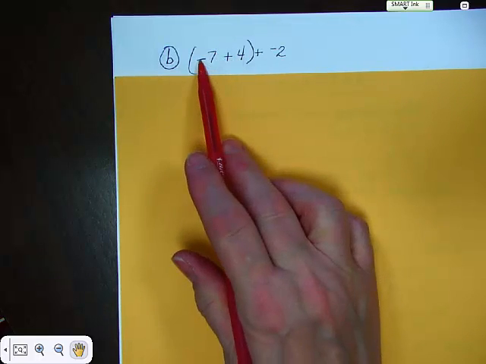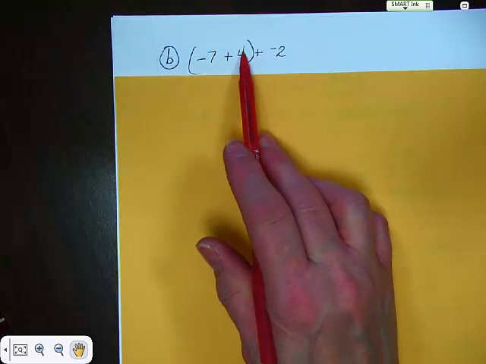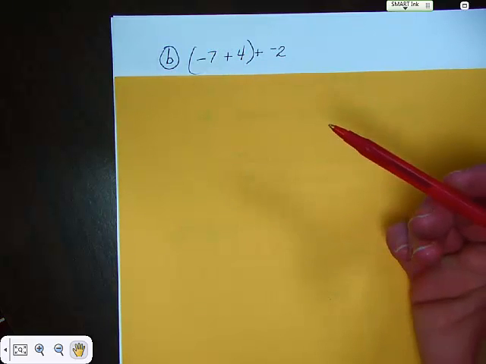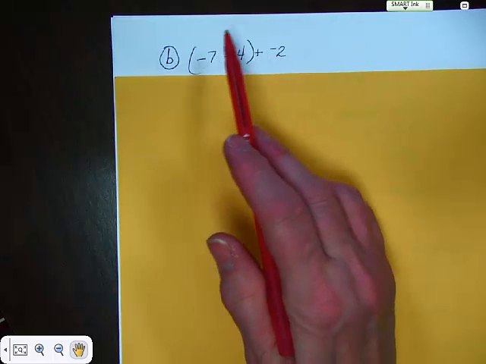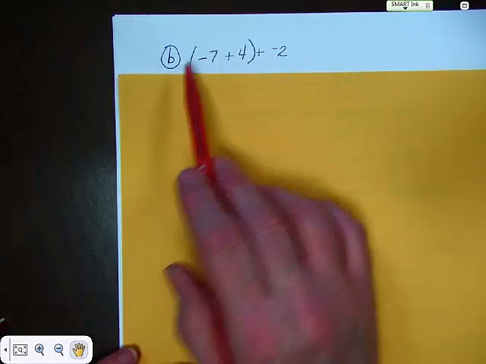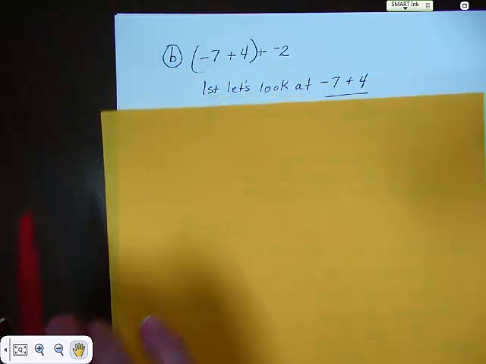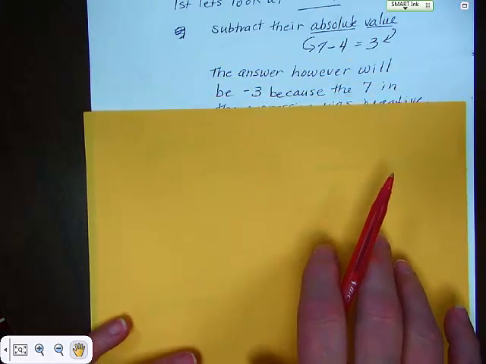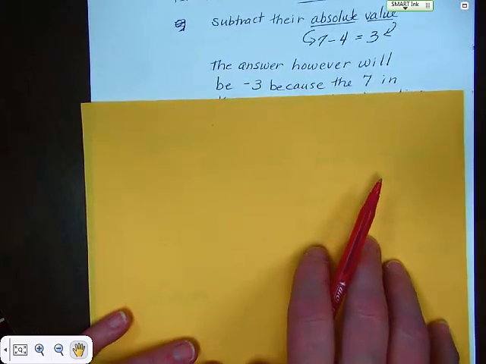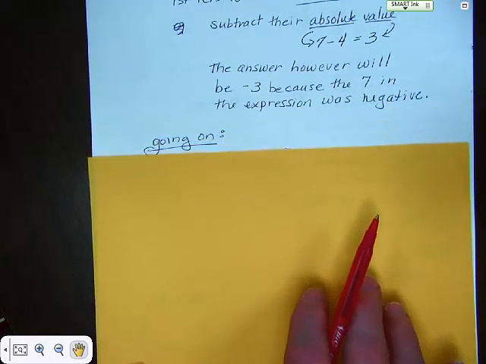We'll just take the absolute value of the 2 numbers, which is 7 and 4, subtract them, which would be 3. Take the sign of the larger number, which is the 7, so it's a negative. And so we end up with 7 minus 4 is 3. The answer will be negative 3 because the 7 in the expression was negative.